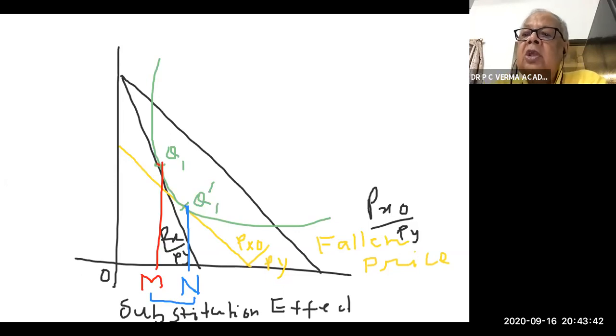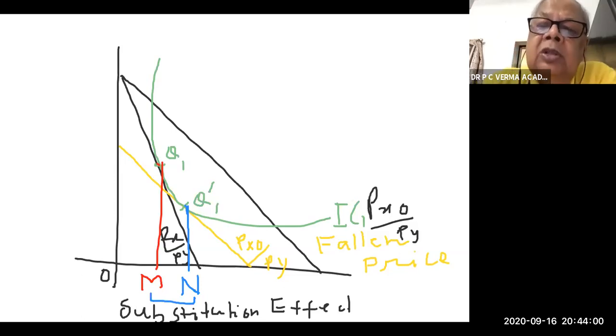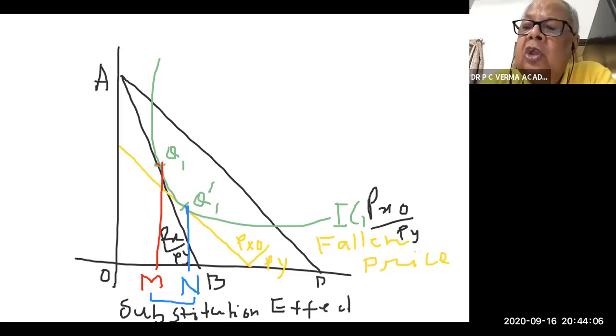Substitution effect. Due to the substitution effect, the consumer is at indifference curve 1, the original line. The indifference curve does not change; it will remain the same. The price will fall, so one parallel price line will be drawn. AB is the original line. AB0 is the fallen price line.